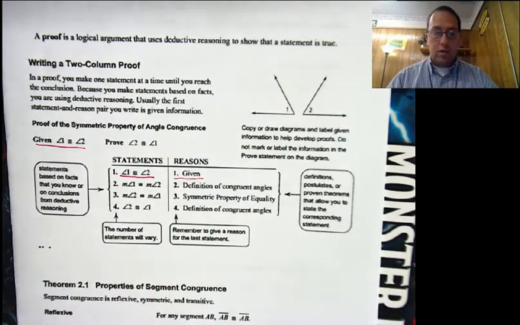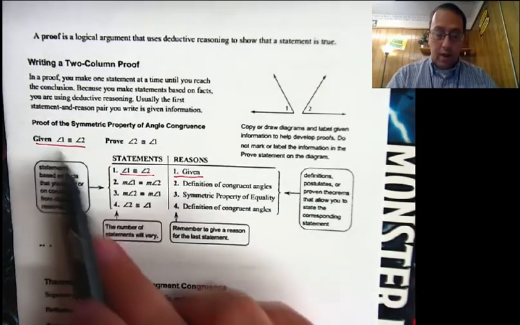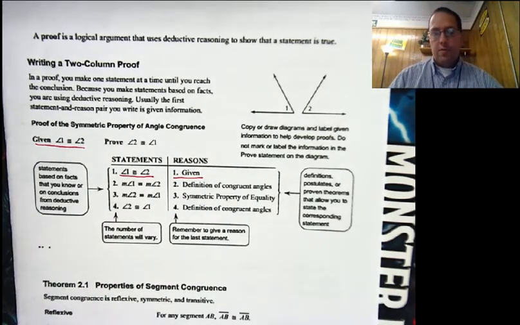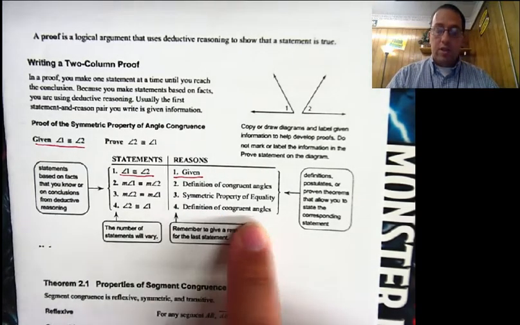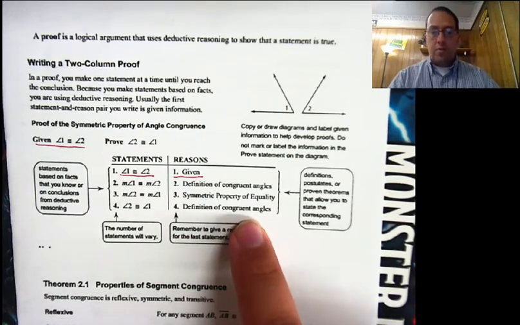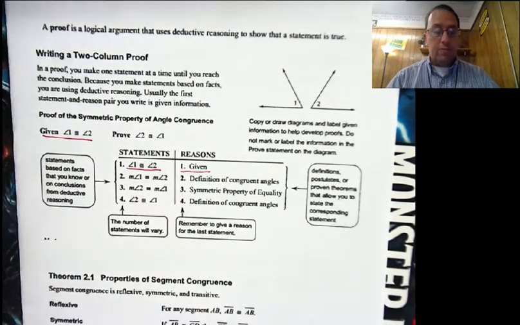If you'll notice over here in my reasons, the word prove never shows up. We have given, but prove will never be down here. You can't just say this statement is right because I proved it. That's like saying the sky is blue because I said the sky is blue, and that proves the sky is blue because I said so. No, you can never put the word prove in your reasons. If you have the word prove in your proof, it is wrong, and you did all that work above it for nothing. You have to have a definition or a reason, some kind of postulate, theorem, definition, or property that backs up that statement. What we have just proven is the symmetric property of angle congruence.